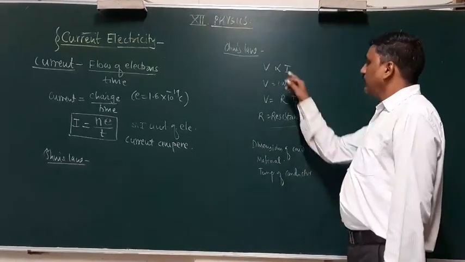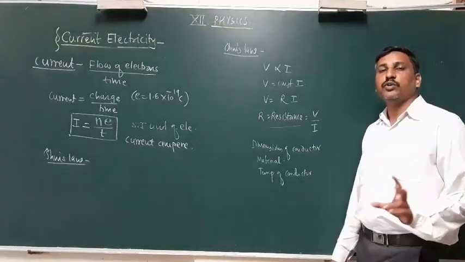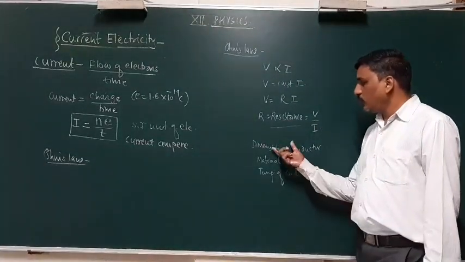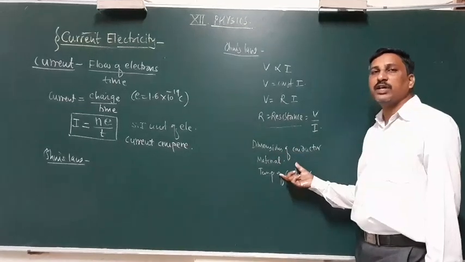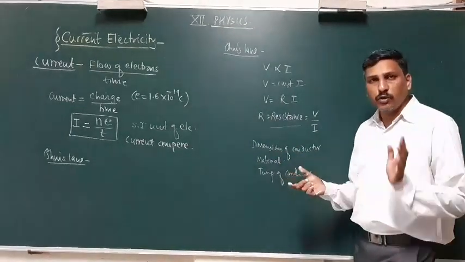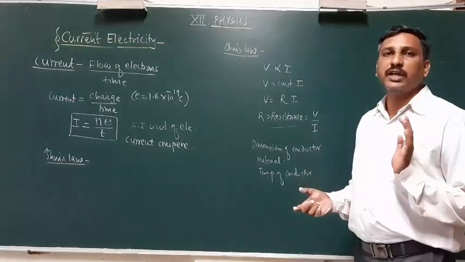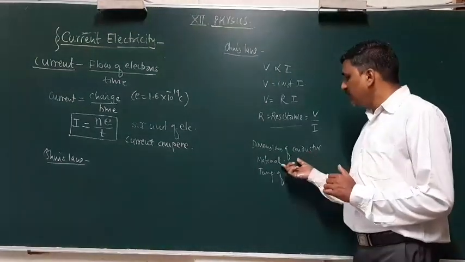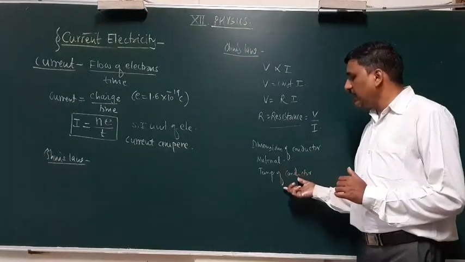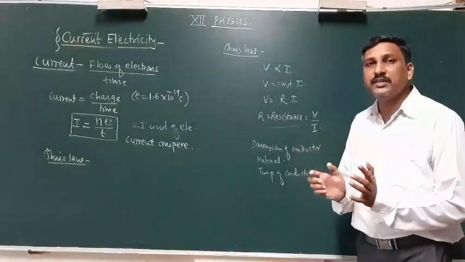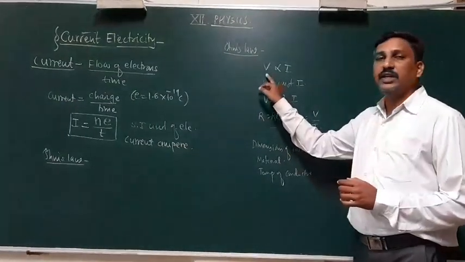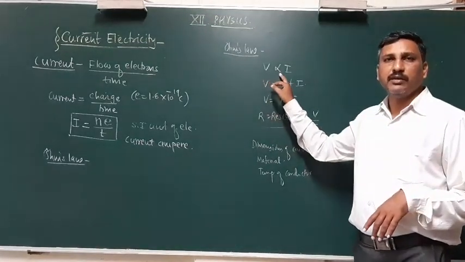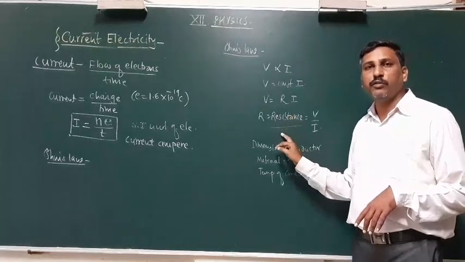Therefore, the modified statement of Ohm's law is like this. So long as the physical state of a conductor remains the same, meaning dimensions, nature of material, and temperature remain the same, the potential difference applied across the two ends of a conductor is directly proportional to the amount of current flowing through the conductor.